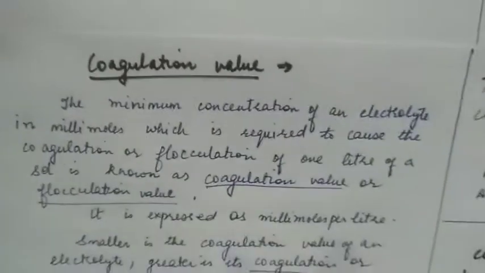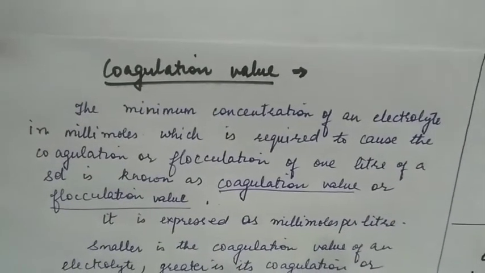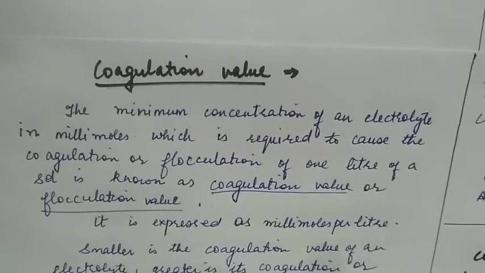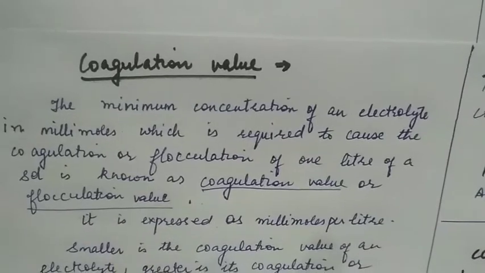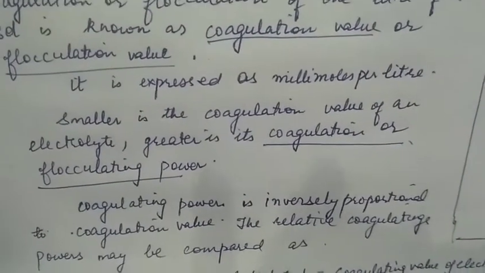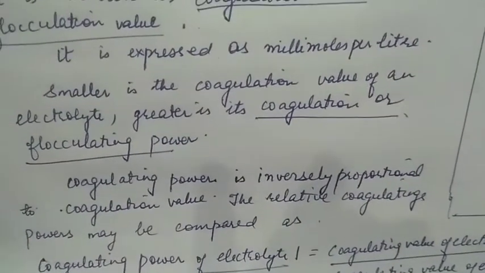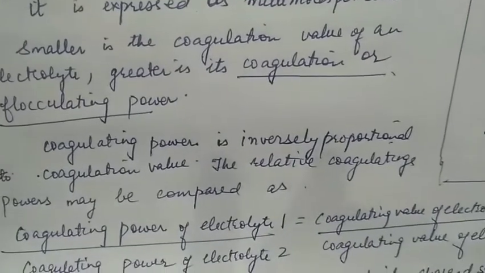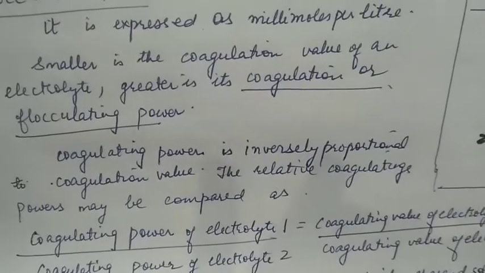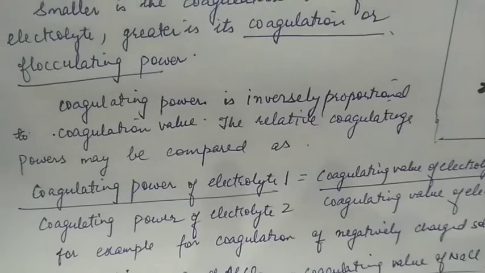Coagulation value. The minimum concentration of an electrolyte in millimoles which is required to cause the coagulation or flocculation of 1 liter of sol is known as the coagulation value or flocculation value. It is expressed as millimoles per liter. And the smaller the coagulation value of an electrolyte, the greater is its coagulation or flocculating power. So coagulating power is inversely proportional to coagulation value.